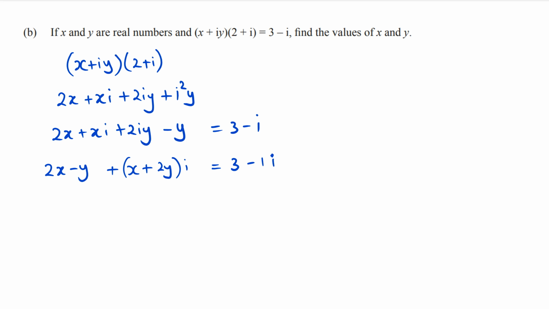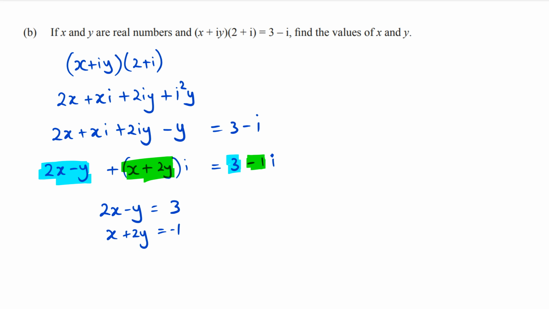So in other words, the real part, which is 2x minus y, equals 3. And the imaginary part, x plus 2y, equals minus 1. So we're going to set it up as two simultaneous equations, and it's just a matter of solving it simultaneously. Now you can actually use a calculator for this to solve it simultaneously, that's fine. You know what, let's just do it in the calculator. Why are we wasting time with these things?